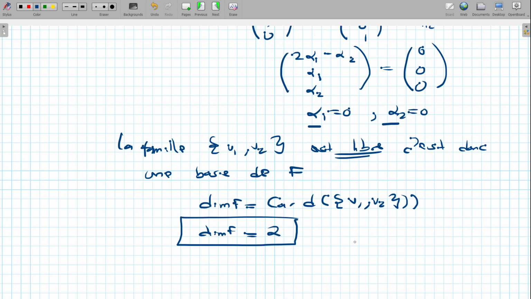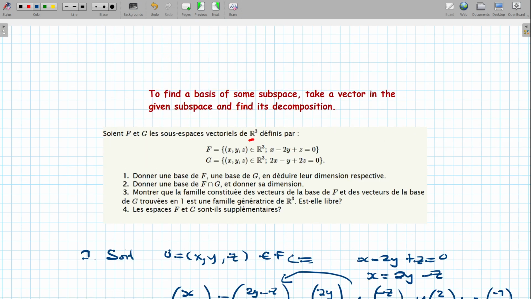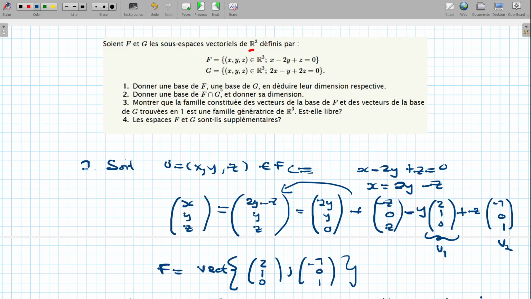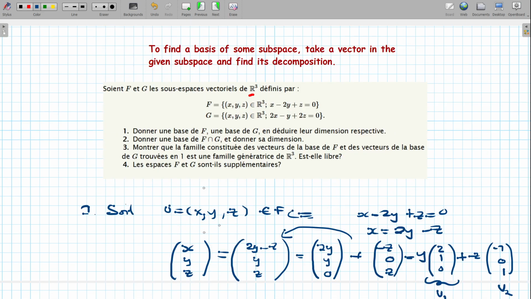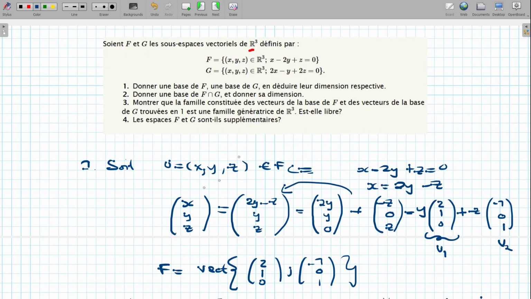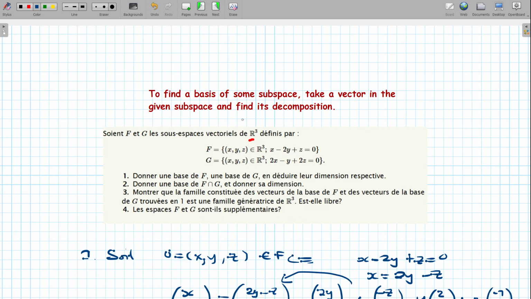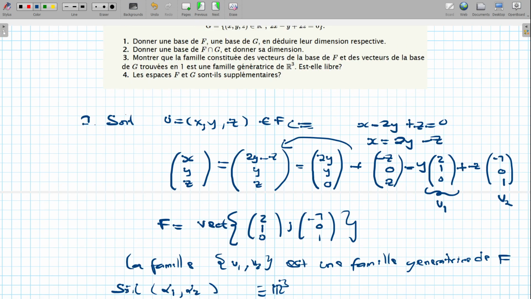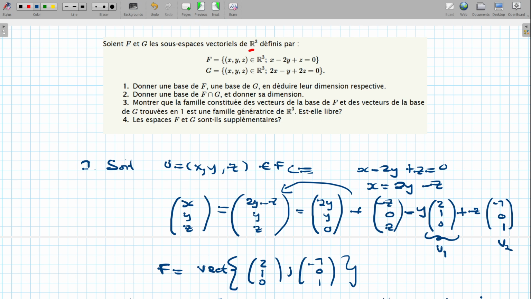So this is what we have. The dimension of F is equal to 2. Now let's look at how we can find une base de G. C'est très facile. We're going to do the same thing. We take a random choice of a vector in G, and then we look at how that vector is decomposed. Just like we said here, to find the basis of some subspace, take a vector in the given subspace and find its decomposition. Okay? So let's do that for G.